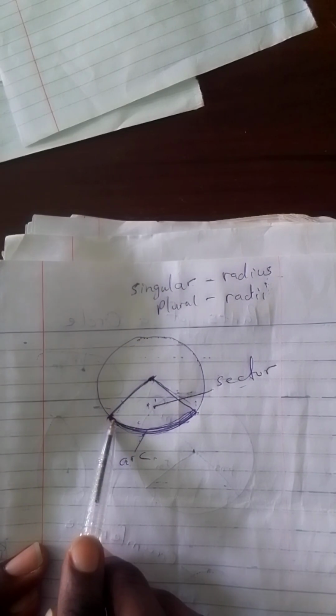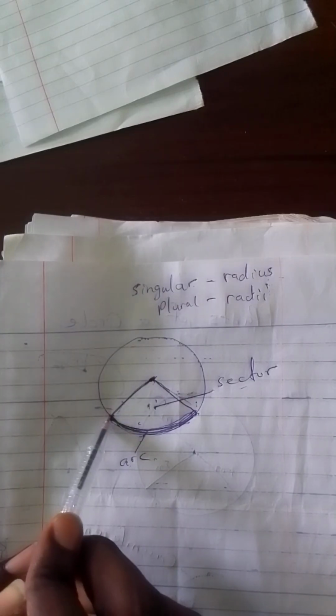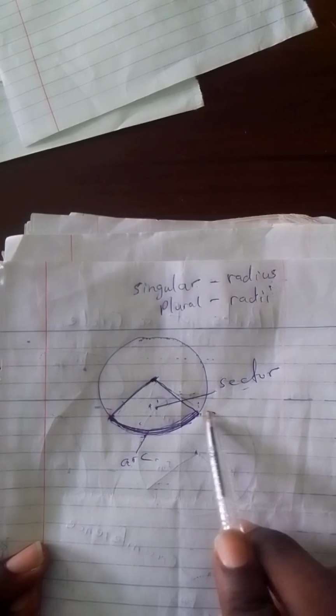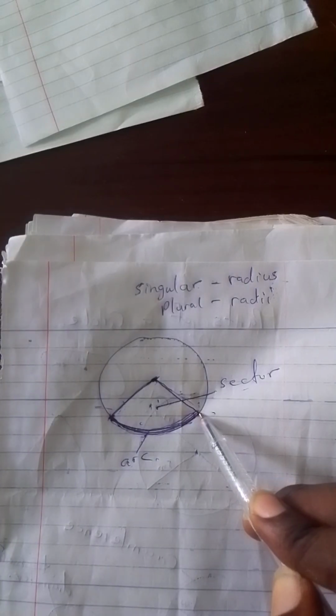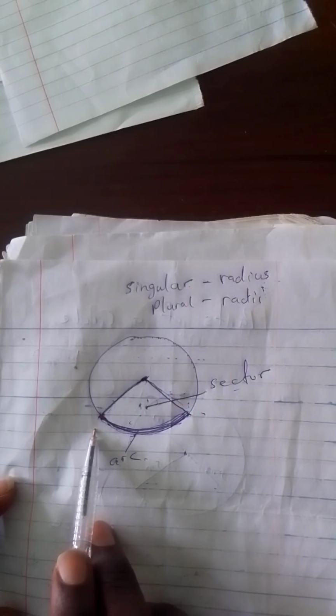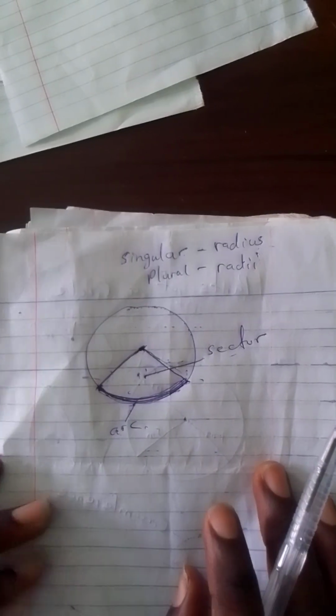While the line drawn from one point of a radius on the circumference to another point of another radius on the circumference is called what? An arc. This is an arc here. All right.